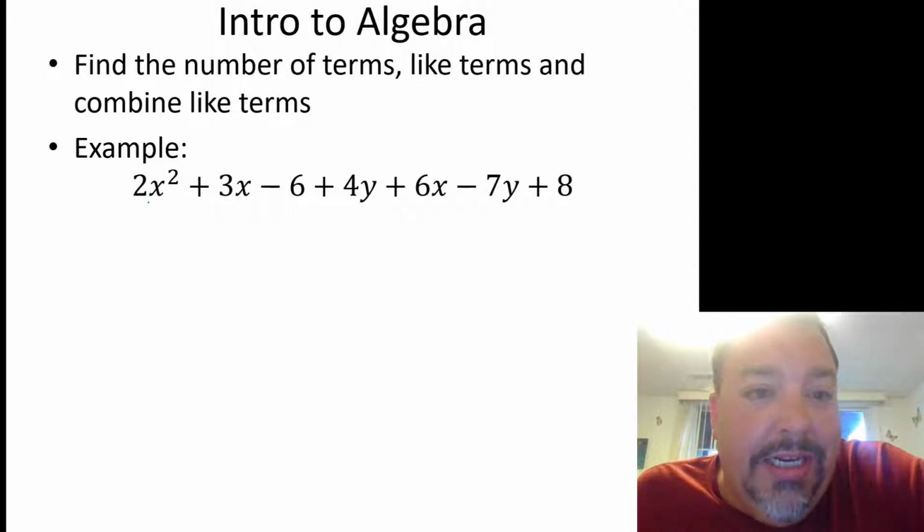Now what I like to do is I like to underline them. So that's the only x squared that I see here. So I'll underline it once, and then I come across 3x.